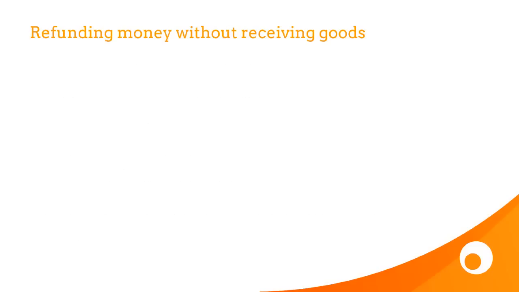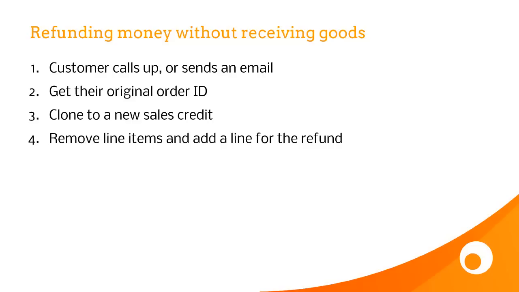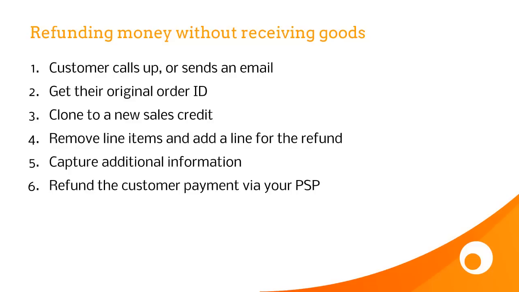The first and simplest scenario is where you want to refund money back to a customer without receiving any goods from them. The process starts when the customer calls you up or sends you an email. What you need to do is get their original sales order ID and then clone that sale to a sales credit. Then you need to remove the line items you don't need and add a text line for the refund. Then you need to capture any additional information and then refund the customer payment via your payment service provider, and then finally complete the sales credit in Brightpearl.